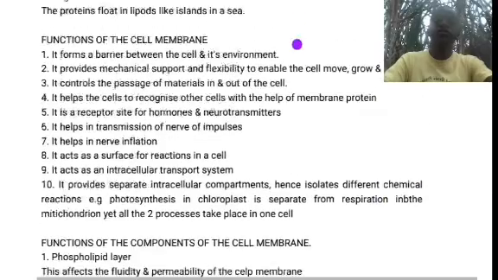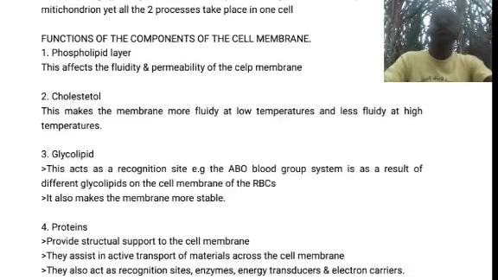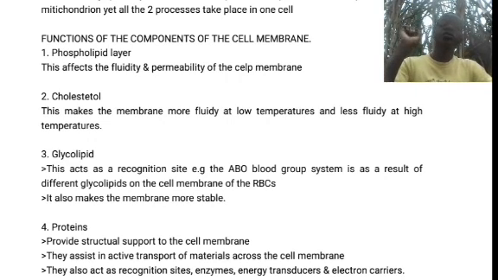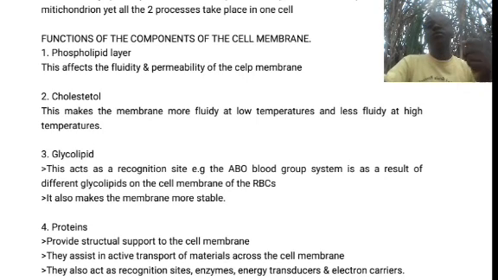Now, having looked at the functions of the cell membrane, let us look at the functions of the components of the cell membrane. The cell membrane, as we have seen from the diagram, also has components. Now, what are the functions of these components? Number one, we have the phospholipid layer, as we have seen. The phospholipid layer is the upper and lower layer. Now, what is its function? It affects the fluidity and permeability of the cell membrane, making it permeable to some materials to enter, or impermeable.